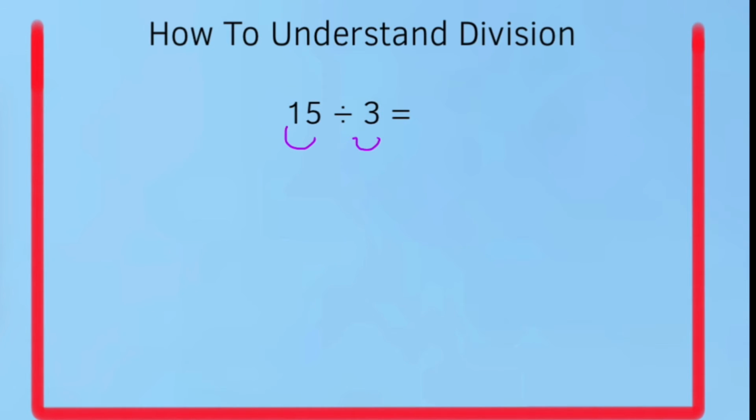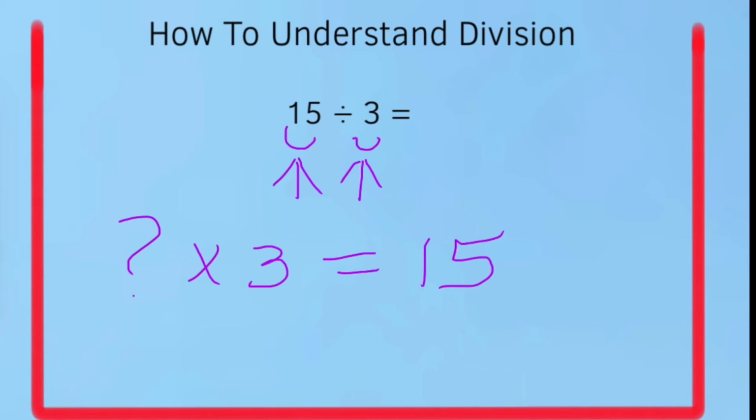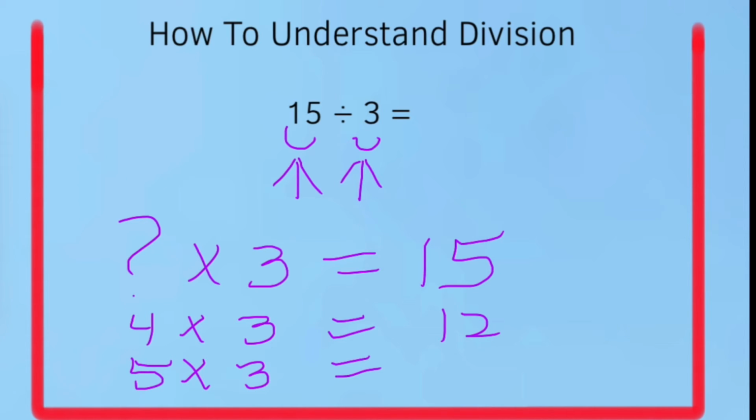What I'll do is I'll say, what times 3 equals 15? So what times 3 equals 15? Let's try 4. So 4 times 3 equals 12. So that's too small. So let's try 5. 5 times 3 equals 15. There we go. So my answer is 5.